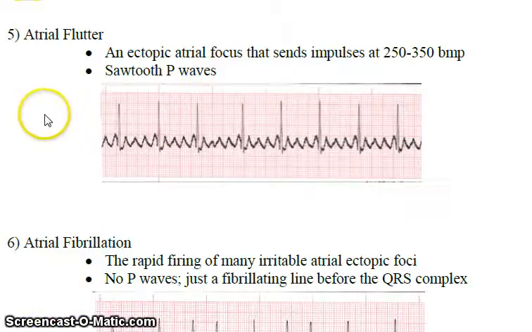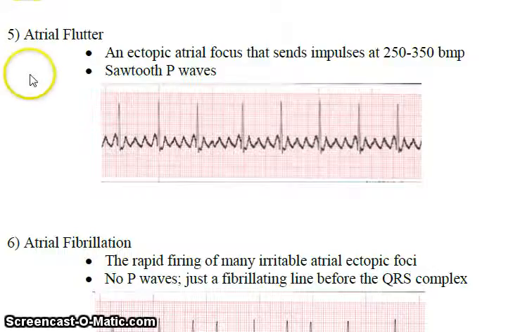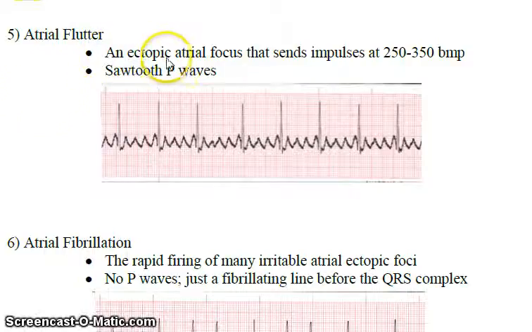Okay, and then the last two supraventricular arrhythmias are atrial flutter and atrial fibrillation. In atrial flutter, there is an ectopic, and again, the word ectopic means in an abnormal location, so not at the SA node. So this is an ectopic atrial focus, a site of origin that sends impulses at 250 to 350 beats per minute, and it looks like sawtooth P waves. That is atrial flutter.